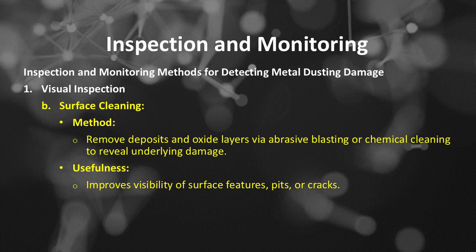Number B of visual inspection is surface cleaning. The method of surface cleaning is to remove deposits and oxide layers via abrasive blasting or chemical cleaning to reveal underlying damage. The usefulness of the surface cleaning method is that it improves visibility of surface features, pits, or cracks.